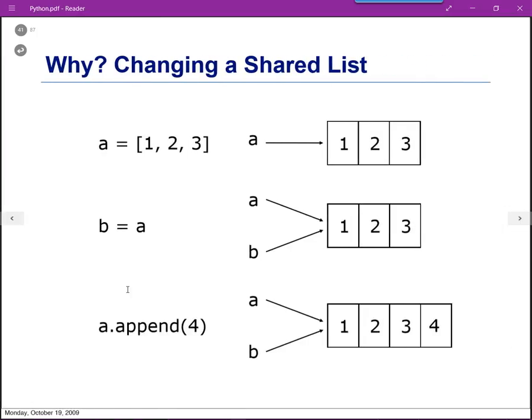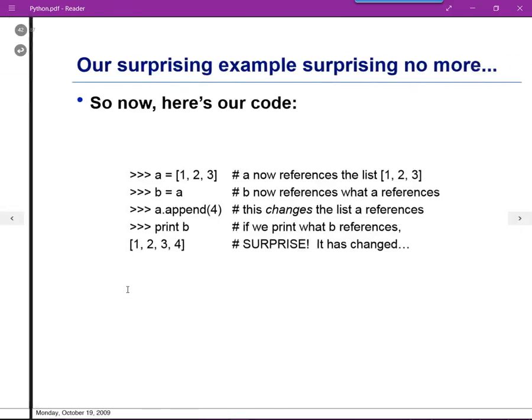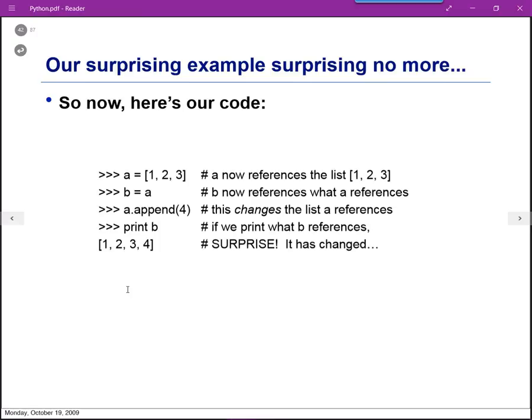That's what they're showing is going on right here: A is equal to [1, 2, 3], B is equal to A, and A and B are both pointing to the same list. So if I append to A or B, I append to both lists. And again, surprise, it's changed. I also showed that if we append to B, we change A as well.